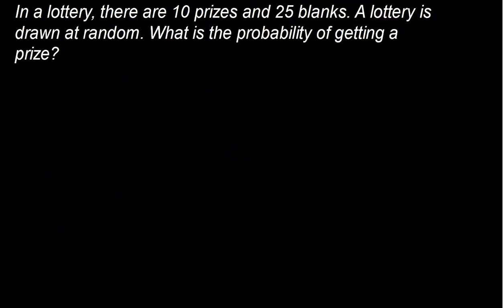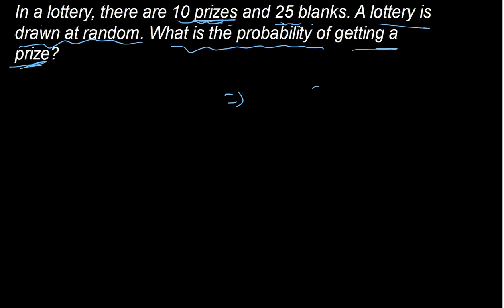In a lottery, there are 10 prizes and 25 blanks. A lottery ticket is drawn at random. What is the probability of getting a prize? Okay, so what should we do? 10 prizes are there, 25 blanks are there. A lottery is drawn at random. What is the probability of getting a prize? How many total tickets are there? Obviously the total is 35. Out of that 35 you have to get one of the 10 prizes.